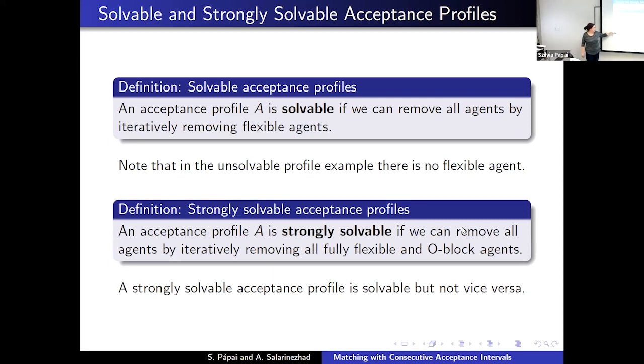And strongly solvable. So basically here we are. We started with this, but we realized that it doesn't give us all the possibilities. It's easier to identify fully flexible and O-block agents. So if we can do that, then we just go with that. So those are strongly solvable acceptance profiles. And in the unsolvable profile example, there is no flexible agent.